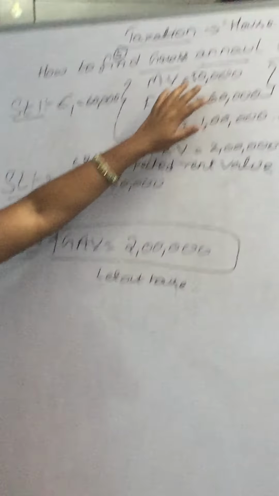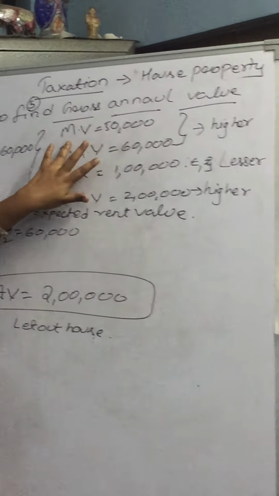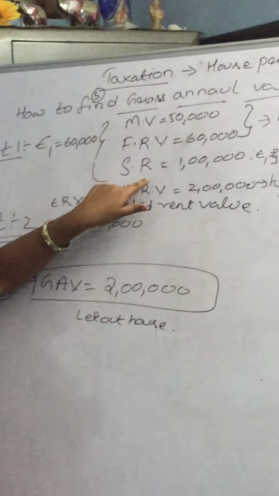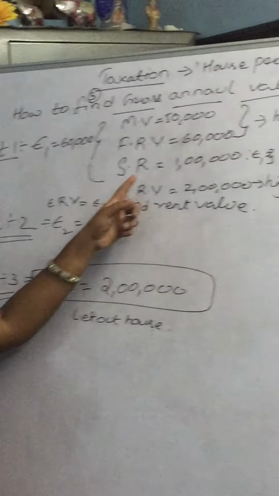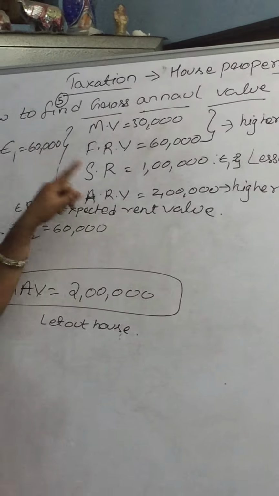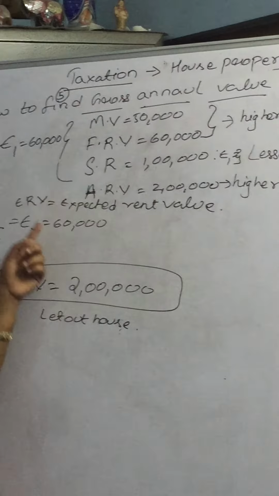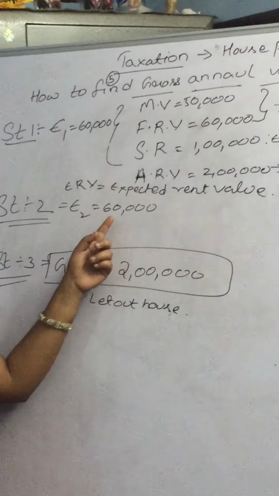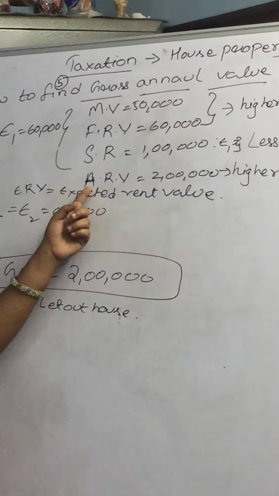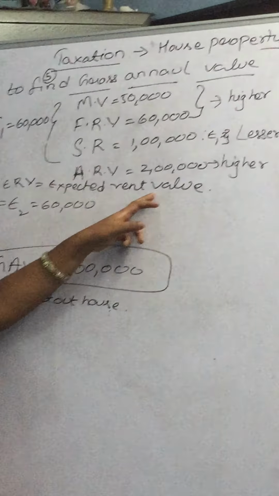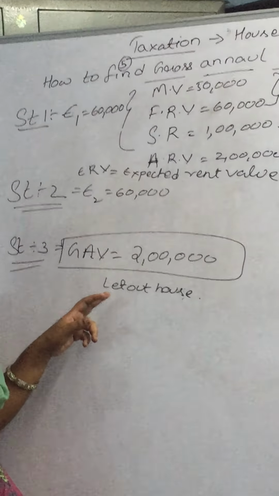So the first step is we compare municipal value and fair rental value, whichever is higher, that is known as ERV1. The second step is we compare standard rent and ERV1, whichever is lesser. Of 60,000 and 1 lakh, we get 60,000 as E2. And the third step is ARV and E2, whichever is higher, 2 lakh, that is known as gross annual value.